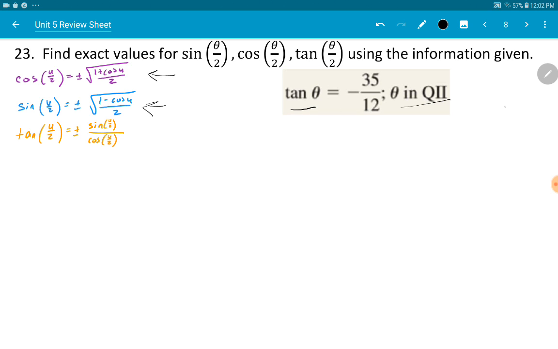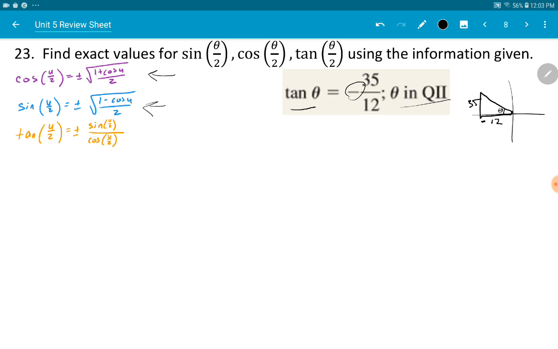I have tangent. It's in quadrant 2, which means I have a triangle that's oriented like so with the reference angle right here. Tangent is opposite over adjacent, so that would be 35 over 12. The 12 is negative since it's oriented in quadrant 2, and the 35 is positive. So I need to find the hypotenuse in order to find cosine.